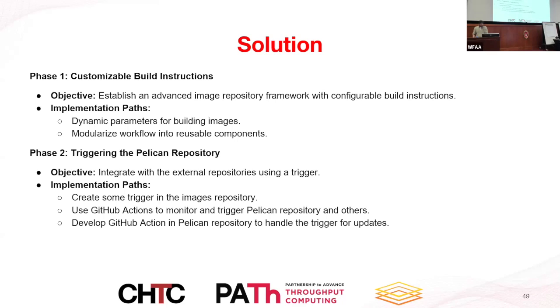So the first phase of this project, my objective was to make it so that I could build these images with any parameters that I would want, instead of parameters that are hard-coded into building these images that cause these redundant images to be built. Phase 2, which is what I'm currently getting into, is hopefully being able to create some sort of trigger in the images repository and using GitHub Actions to monitor and trigger Pelican and other repositories when updates are needed.